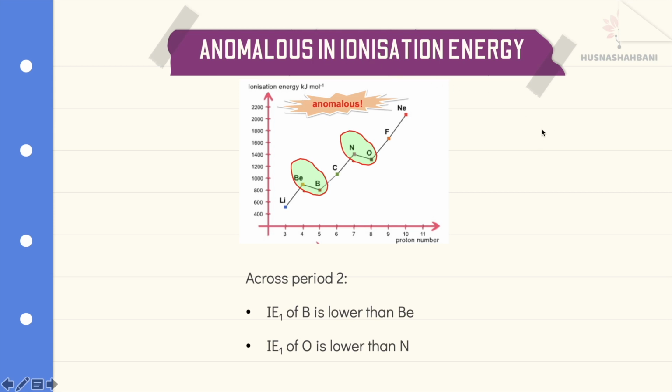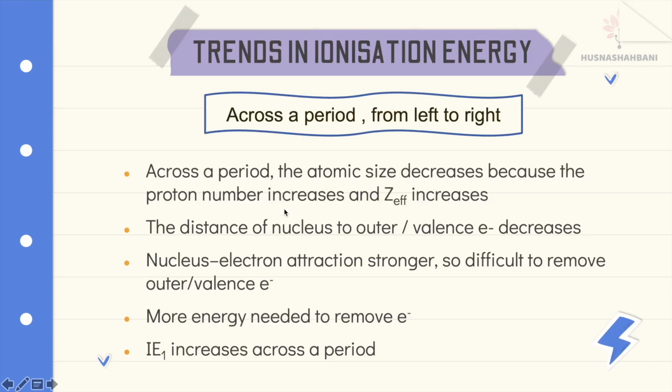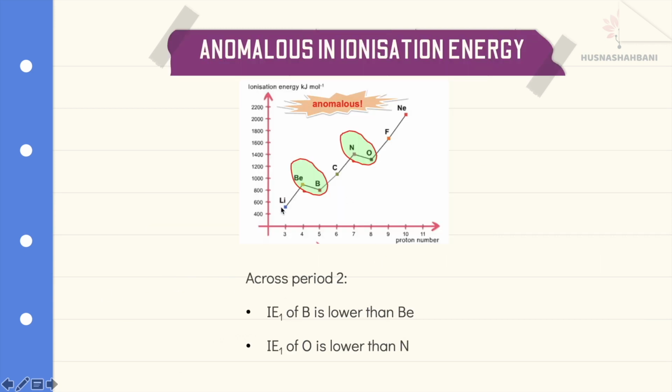Anomalies in ionization energy. We look at when across a period. We know that across a period, first ionization energy increases. So it will keep increasing across a period. From lithium to neon, across period 2, it's supposed to keep increasing. But you see 2 anomalous cases here, Be to B and N to O.